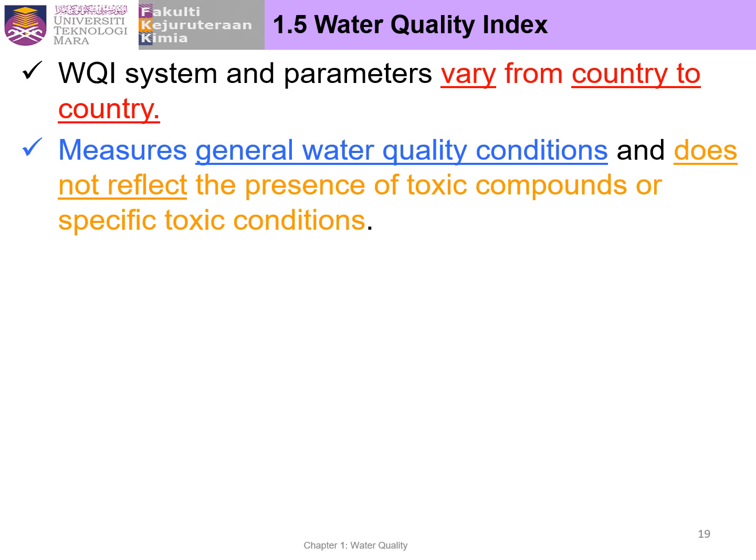The last part of this slide is the water quality index, still the same subtopic. You have to remember that the water quality index will vary from country to country. For example, the water quality index set by the Japanese government is different from the Malaysian government. It measures general water quality condition and does not reflect the presence of toxic compounds. So this is what you should know about the water quality index.